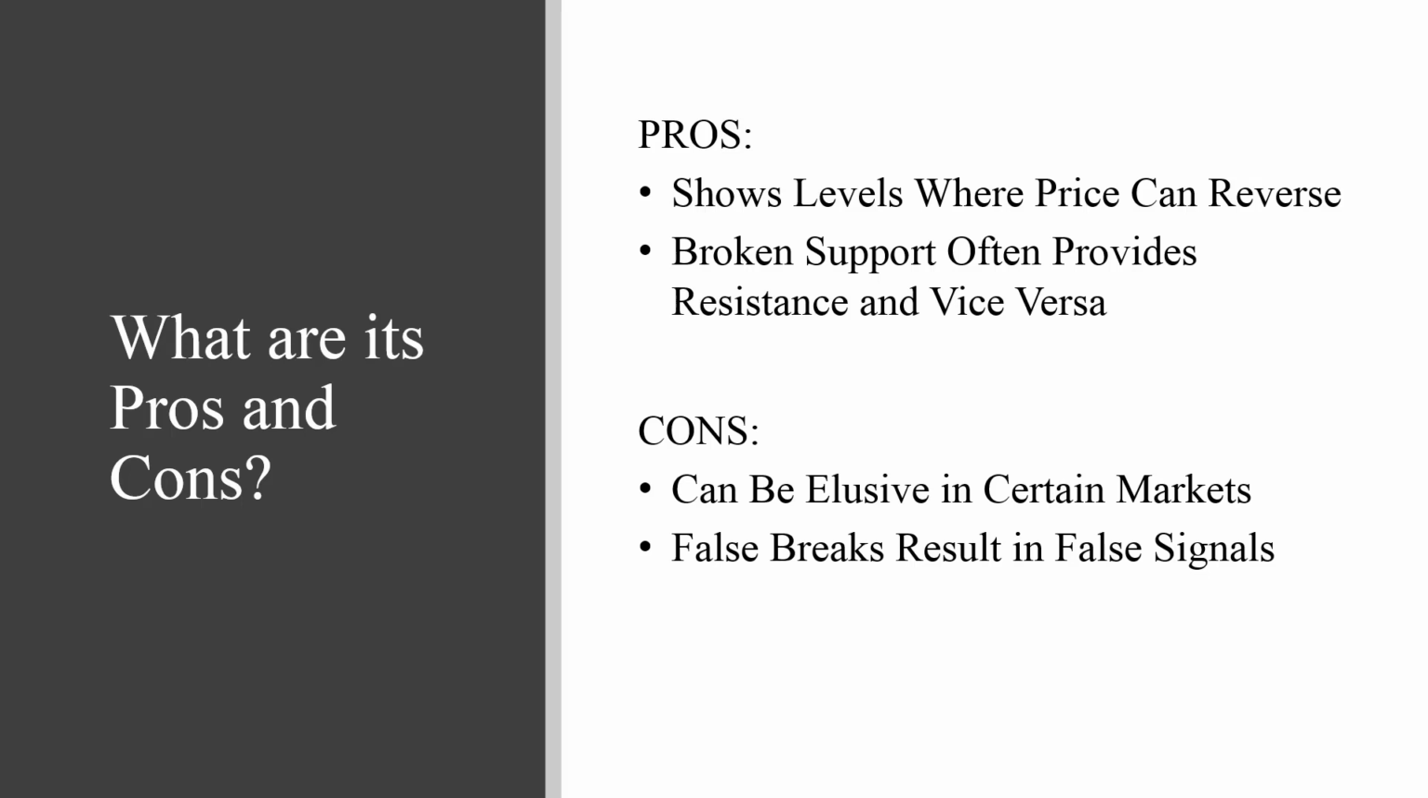And of course, the other con is there's false breaks. It's just like anything else. It doesn't work all the time. However, the beauty of support and resistance is that even if, let's say, we had a resistance break and price kept going upward, we should know that's a buying opportunity because the market has now become more bullish than it had been in the past.